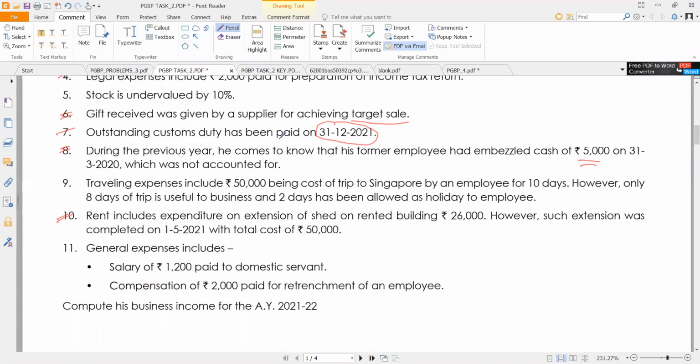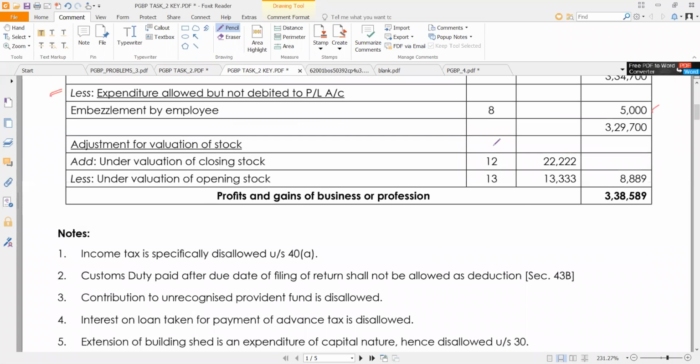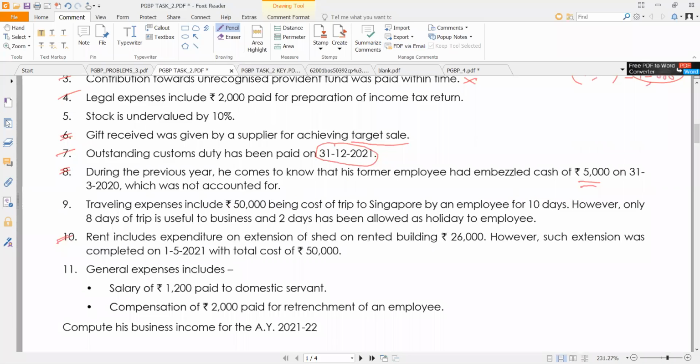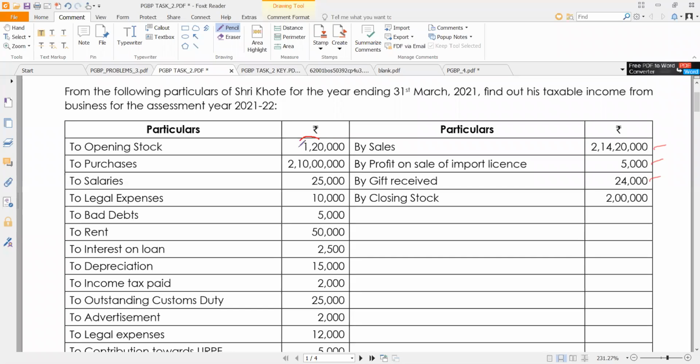But since they did not account for it, it was not debited to P&L. That's why we need to give it as a deduction. So that is reduced from the profits because of that. Then the adjustment of stock is a simple calculation. According to the information given, stocks are undervalued, whatever the stock. No mention is made there, particularly closing stock or opening stock. We don't know that. So when it is just mentioned that stock is undervalued, we can safely presume both stocks are undervalued by 10%. They are undervalued by 10% means these are representing 90%.